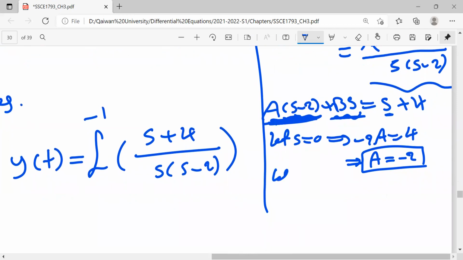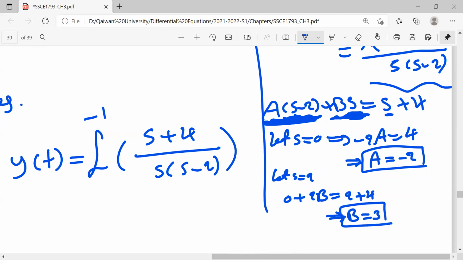We let s be 2. Then the first term becomes 0 plus 0 plus... If we replace s by 2 here, we get 2b equals 2 plus 4. And then 2b equals 6, so b is 3.